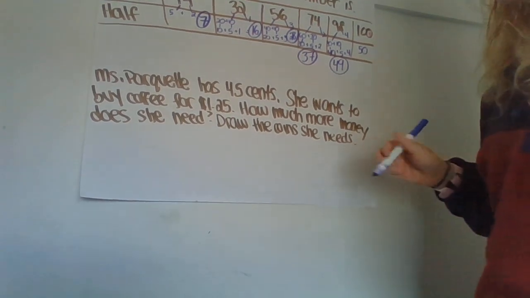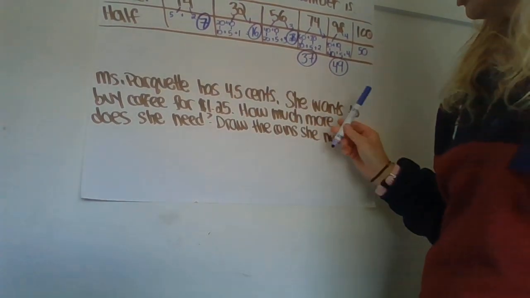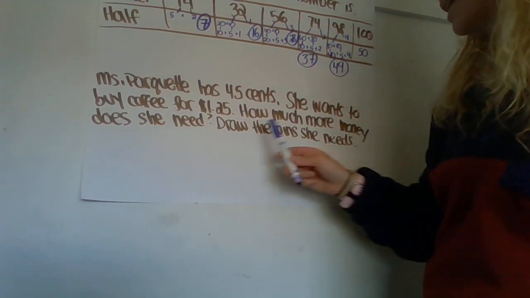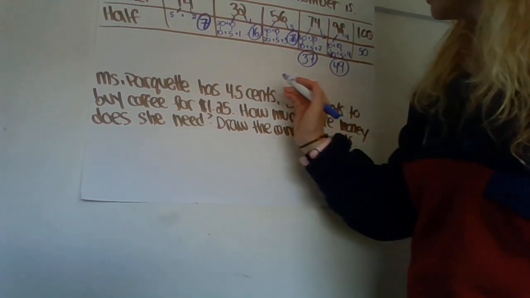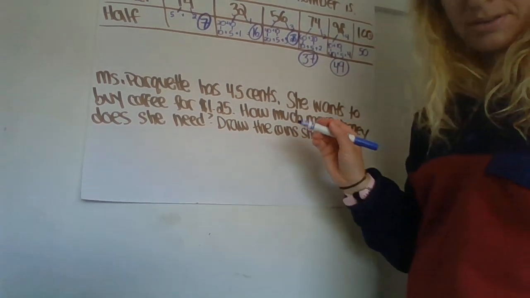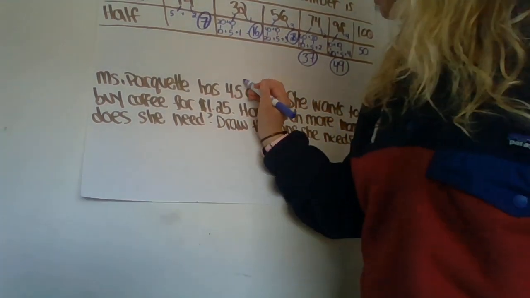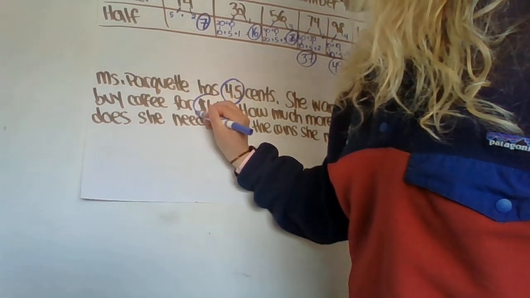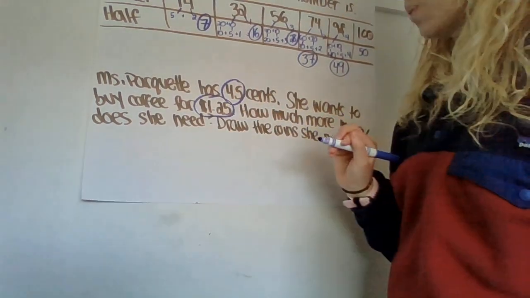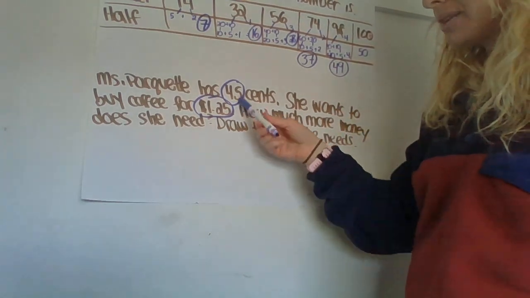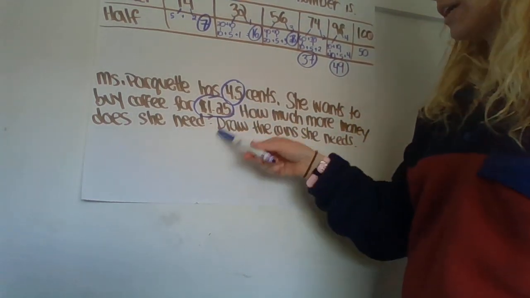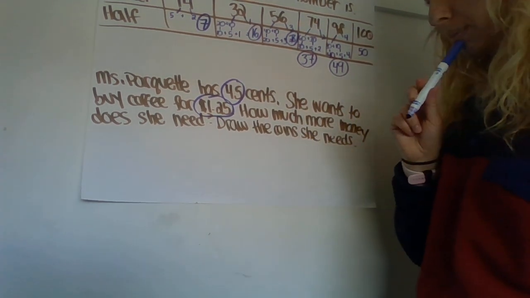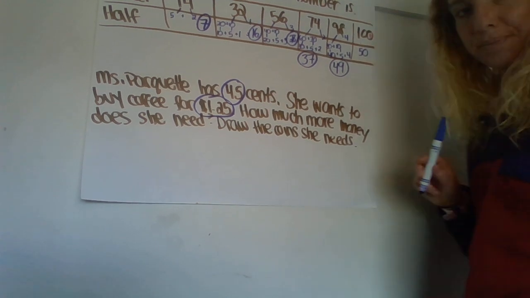Miss Parquette has 45 cents. She wants to buy coffee for $1.25. How much more money does she need? Draw the coins she needs. I'm going to go ahead and annotate to figure out the important parts that I need to remember. She has 45 cents. She wants something that's $1.25. I need to figure out the difference between these numbers to figure out how much more money she needs. Go ahead. This is a two-part problem. So I'll give you 2 minutes.